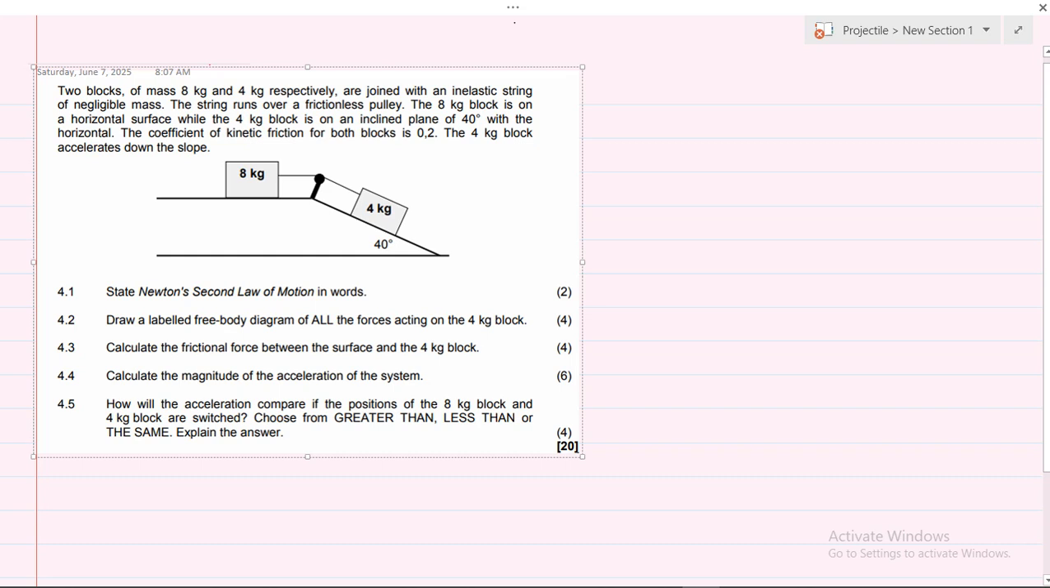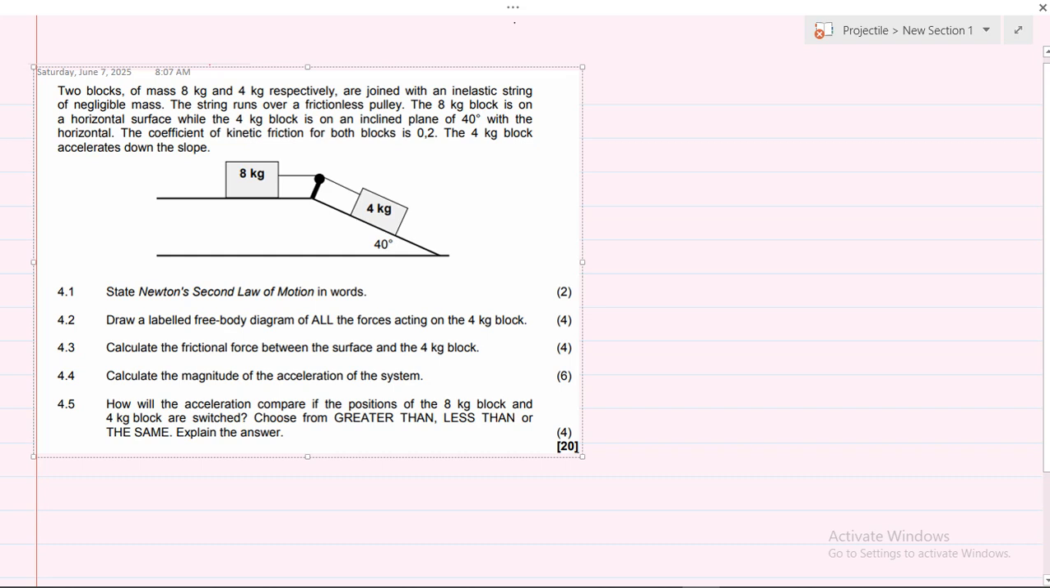But the two blocks of mass 8 kg and 4 kg respectively are joined with an inelastic string of negligible mass. The string runs over a frictionless pulley. The 8 kg block is on a horizontal surface while the 4 kg block is on an inclined plane of 40 degrees with the horizontal. The coefficient of kinetic friction for both blocks is 0.2. The 4 kg block accelerates down the slope.